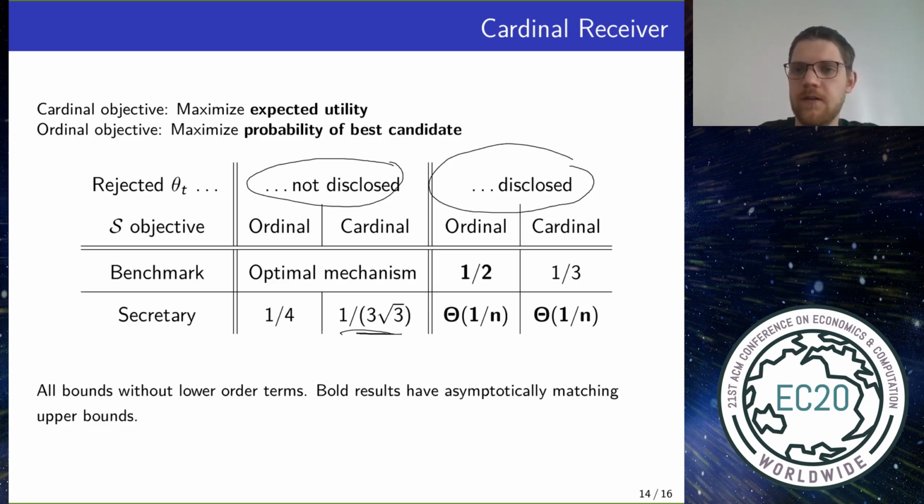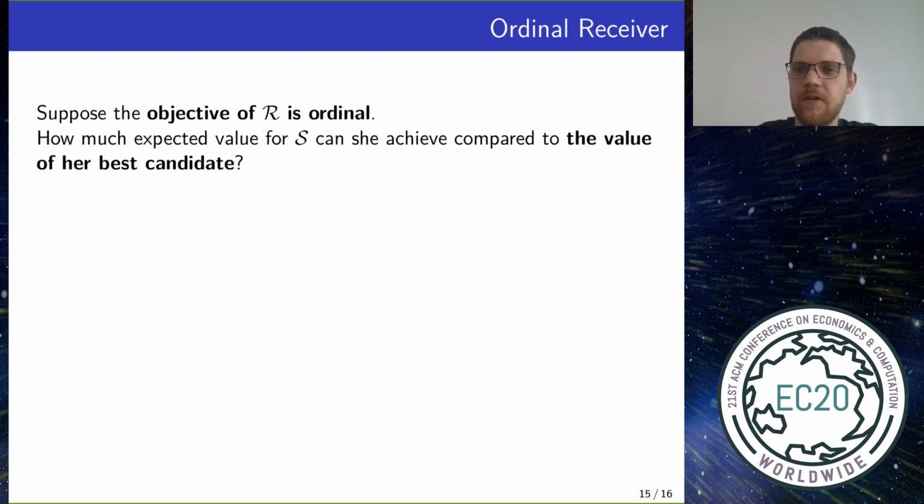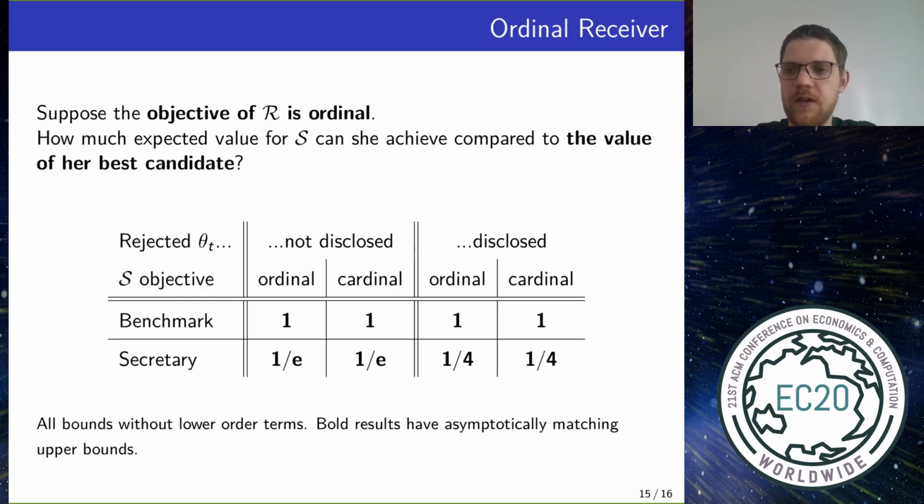To complete the picture, we also considered the ordinal receiver, where the receiver is only interested in hiring his best candidate. And here we can see that we achieve tight bounds in every case and that we get a constant approximation ratio for every scenario. In the benchmark scenario with known utilities, the sender basically gets her best candidate every time, regardless of disclosure of the candidates. And in the secretary scenario, we get the 1/e, which is the bound from the original secretary problem, without disclosure. And with disclosure, this goes down a little bit to 1/4. Thank you.